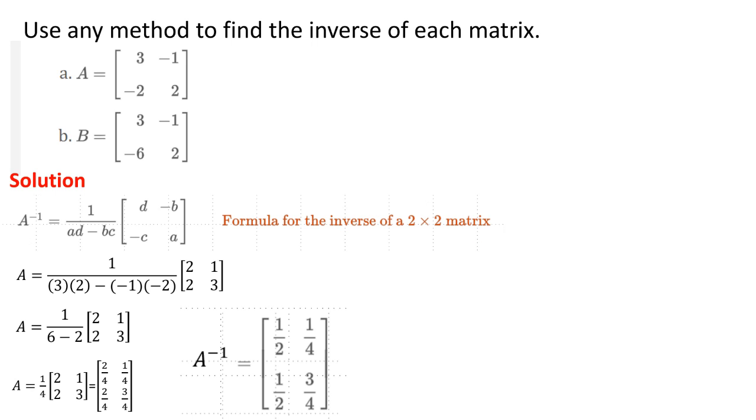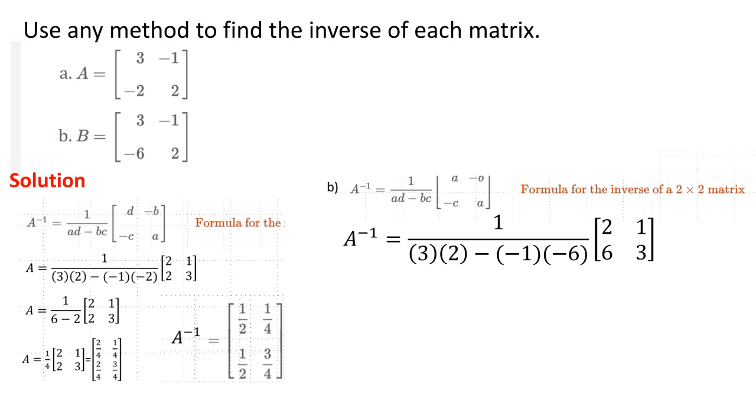We're going to multiply the 1/4 into the matrix. So 2 times 1/4 is 2/4, 1 times a fourth is a fourth, 2 times a fourth is 2/4, and 3 times a fourth is 3/4. Reduce your fractions, so 2/4 is the same as a half. And then we have the 1/4, the half, and the 3/4. So that would be our inverse.